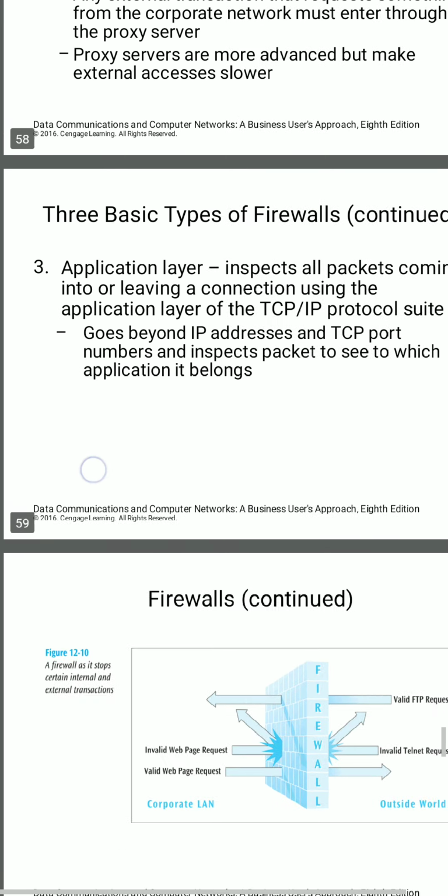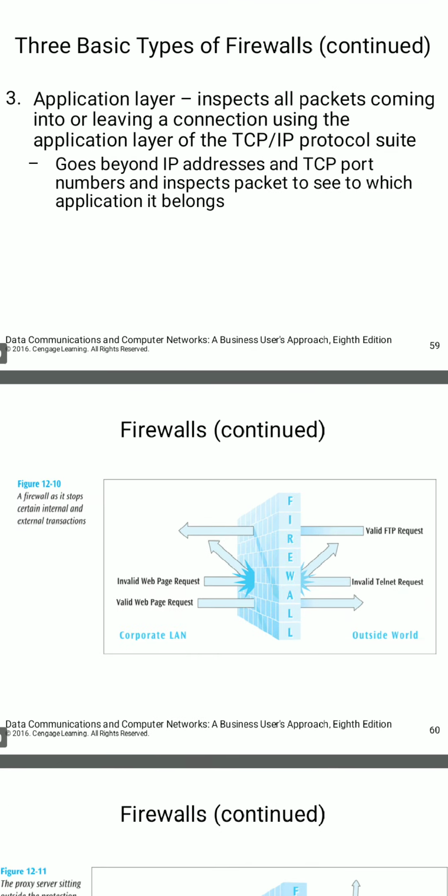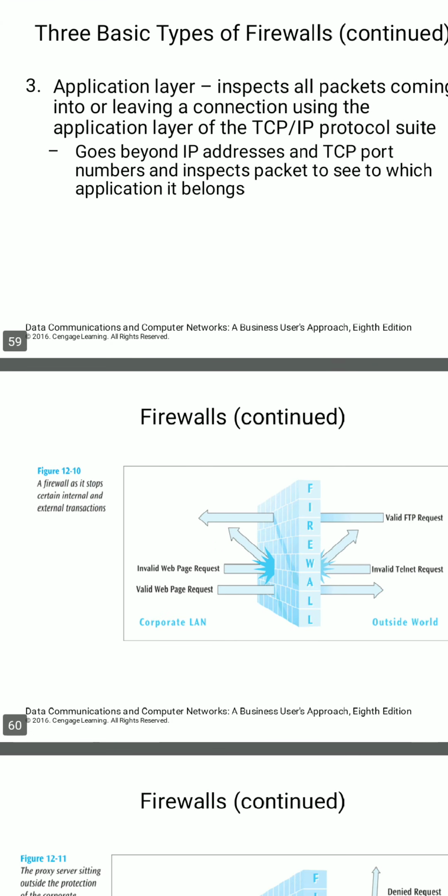It's more secure. And the third one is the application layer firewall. An application layer firewall inspects all packets coming into or leaving a connection using the application layer of the TCP/IP protocol suite. If you don't know the details of the TCP/IP protocol suite, the detailed information may be found in the first chapter of this book. The application layer firewall goes beyond IP addresses and TCP port numbers, and inspects each packet to see if it belongs to an application or not.